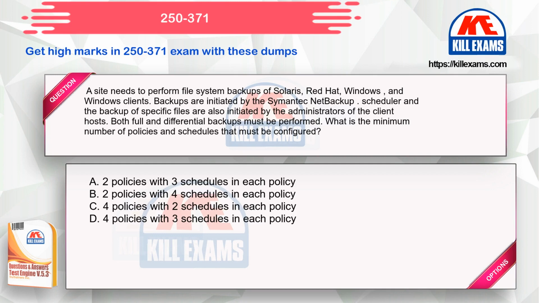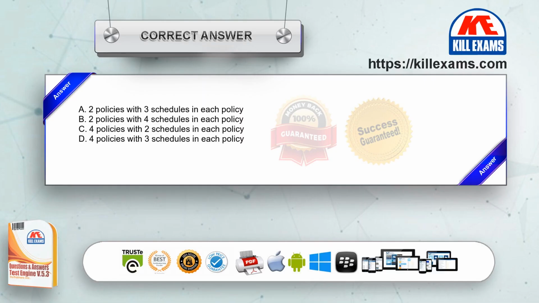Option A. 2 policies with 3 schedules in each policy. Option B. 2 policies with 4 schedules in each policy. Option C. 4 policies with 2 schedules in each policy. Option D. 4 policies with 3 schedules in each policy. The correct answer is option A.